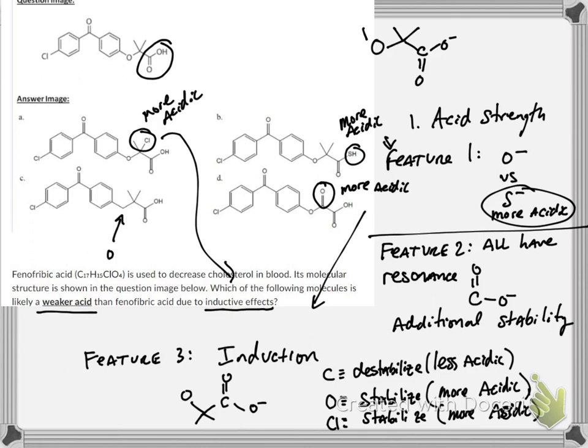And the only answer that is decreasing acidity using inductive effects is answer C, where we have the removal of the oxygen, and that's creating a weaker interaction. It's replacing an oxygen with a carbon atom, and that ultimately would lead to a less acidic molecule. So that's how you use these features to analyze aspects of the molecule to determine acid or base behavior.